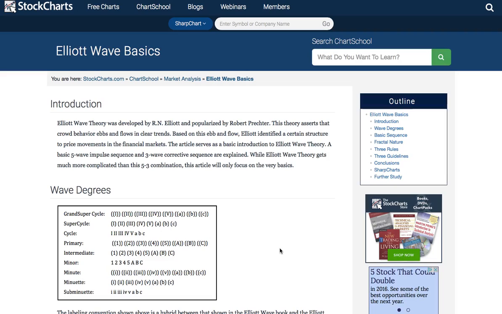The Elliott wave theory was developed by R.N. Elliott, and it's based on ebb and flow. It's a five-wave sequence that's followed by a three-wave corrective sequence, and so the combination of the five and three waves makes a total of an eight-wave pattern. And so this is a really good pattern to learn.